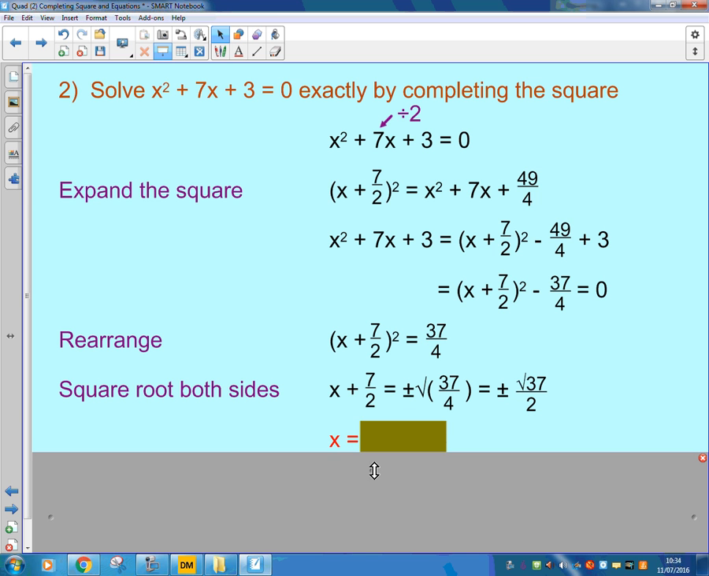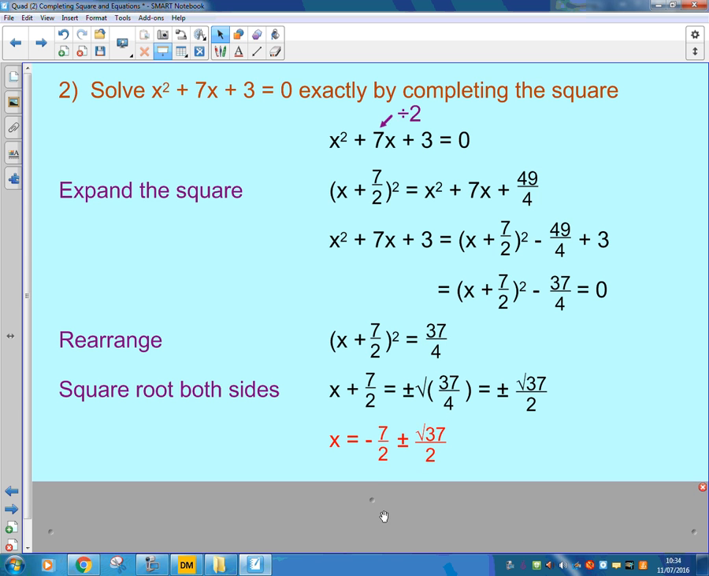Now we just move the plus 7 over 2 across and get minus 7 over 2. And I'd write it as minus 7 over 2 plus or minus the square root of 37 over 2. You could have put the plus or minus root 37 over 2 first and then put minus 7 over 2 after it if you prefer. Okay, now notice it said solve exactly. So we leave it like that.